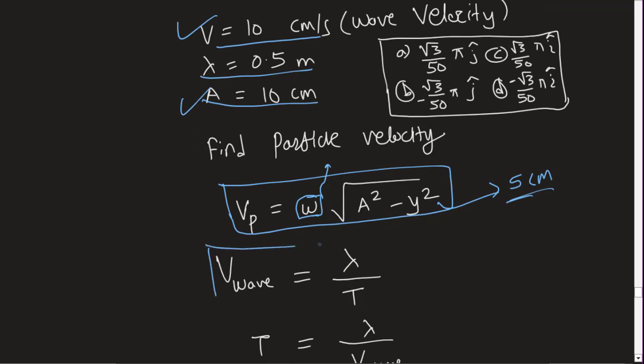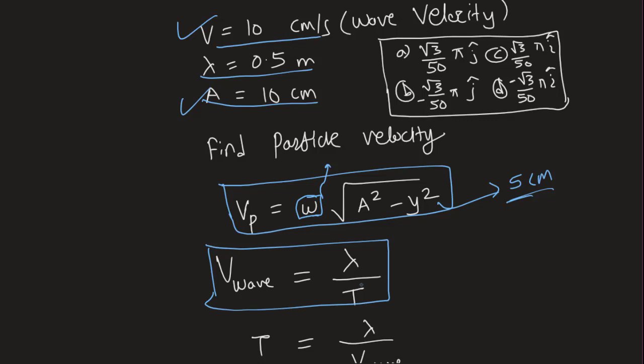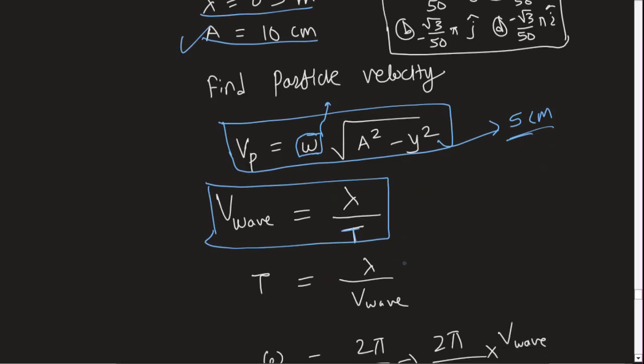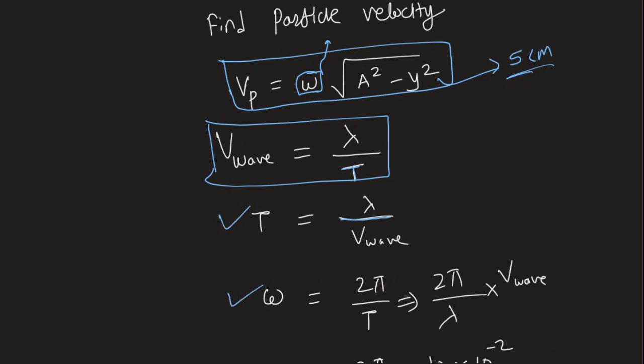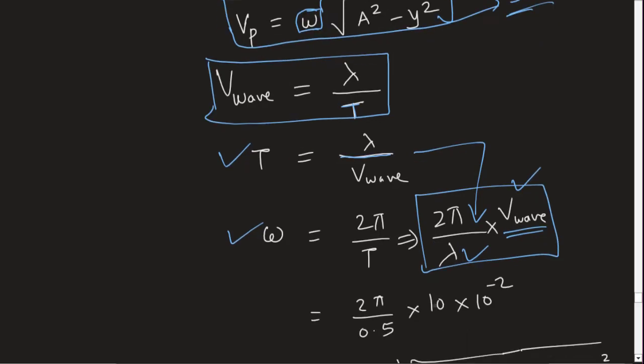So we know that velocity of wave is given by this equation, lambda by T, where T is the time period of the wave. So we can say T is equal to lambda divided by velocity of wave. And once we find this T, we can easily find the angular velocity as 2 pi by T. So it is going to be 2 pi by T, which is nothing but this value, lambda by velocity of the wave. Velocity of wave is given, lambda is also given. So now we know this omega, right? Angular velocity. So we can put these values in this equation.